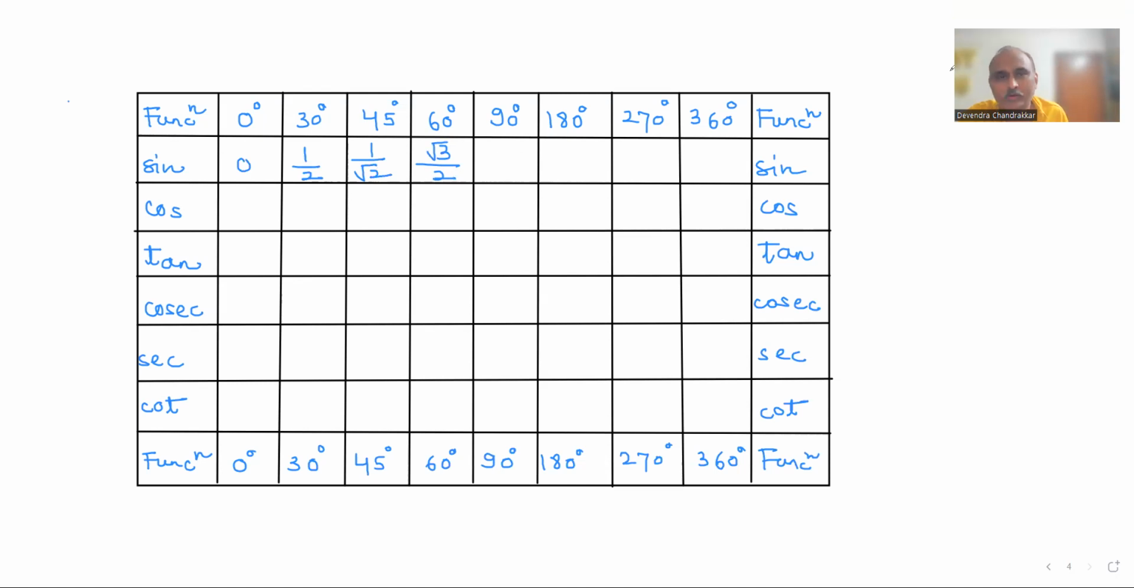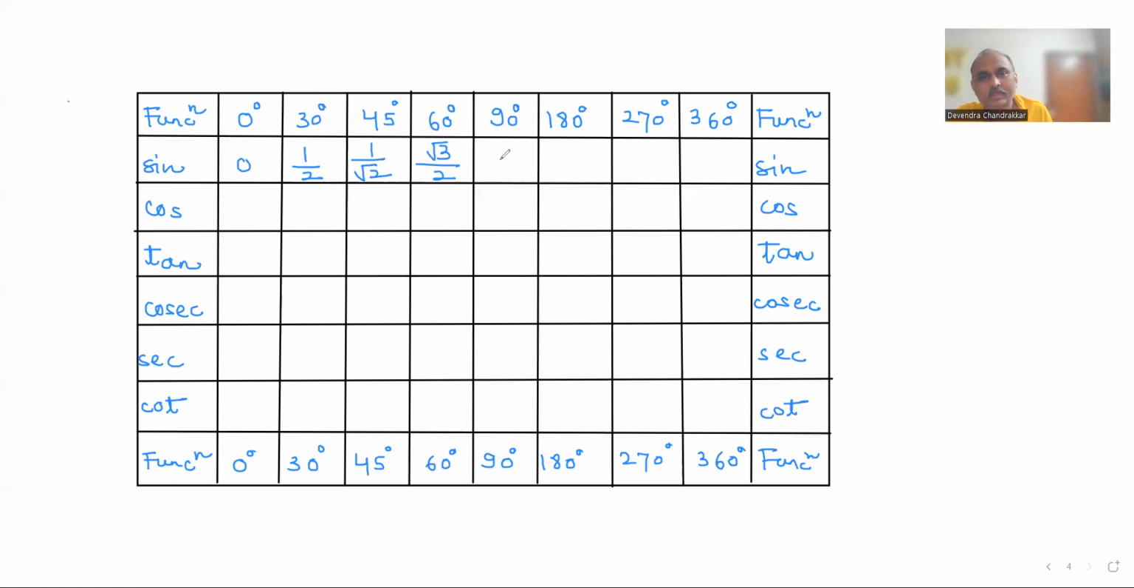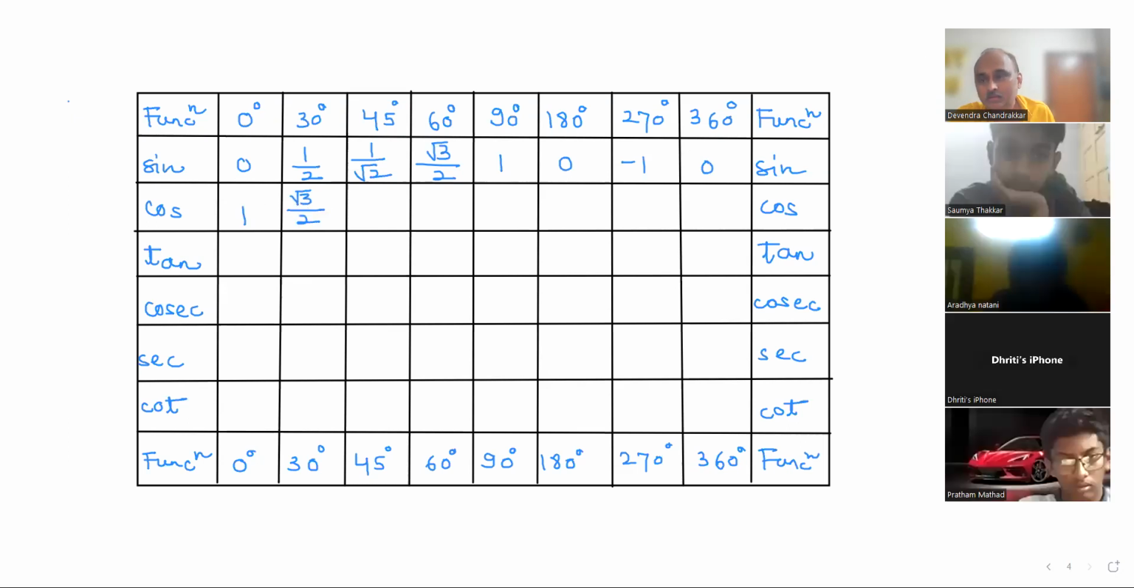All of you know about roots and all? Sine 90 is 1, sine 180 is 0, sine 270 is -1, sine 360 is 0. Cos 0 is 1. Sir, how did these values come? We need not worry about it. That is why I told you that you have to memorize the table, because these are standard values. The rest of them will come based on these values.